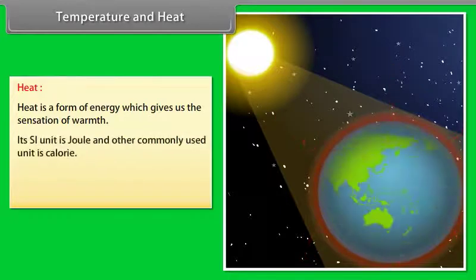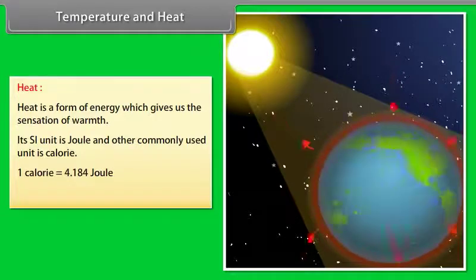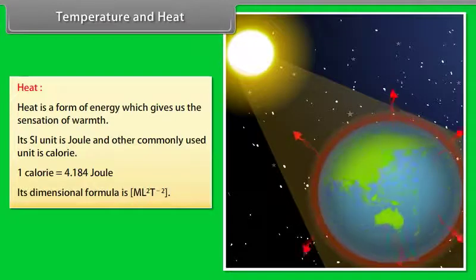Its SI unit is joule and another commonly used unit is calorie. 1 calorie is equal to 4.184 joule. Its dimensional formula is ML^2T^-2.